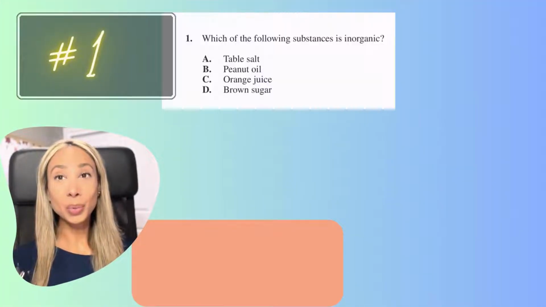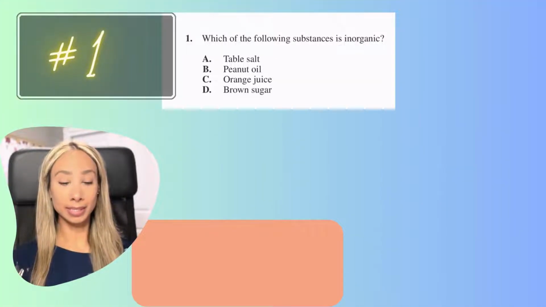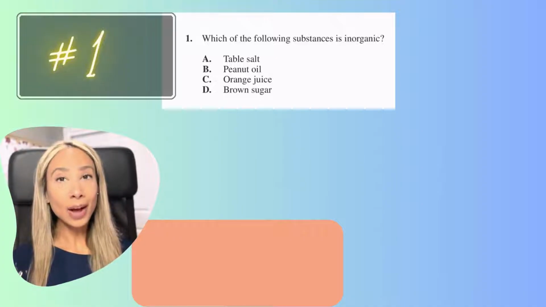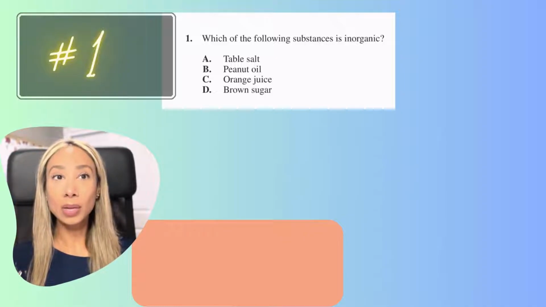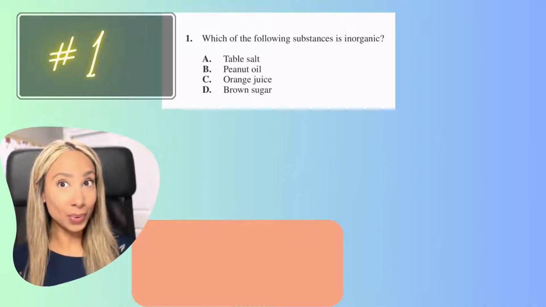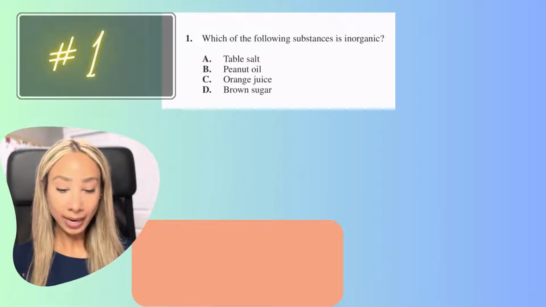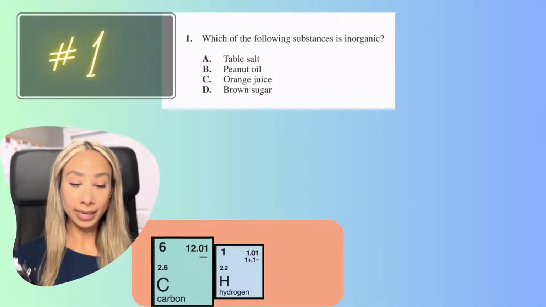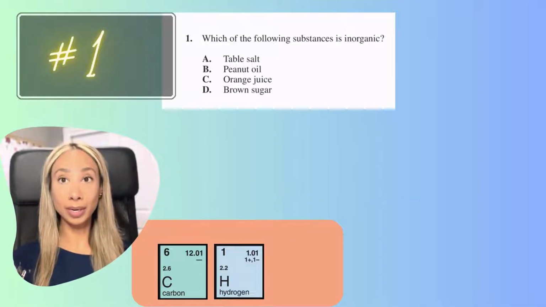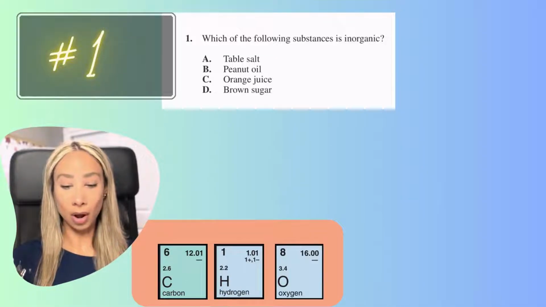Okay, number one here. So we want to know which of the following substances is inorganic. Now, keeping track of that definition can be a little tricky, at least for me anyway. So I like to think about it as what substances are organic first. So organic molecules are going to contain the following. Often, if it's organic, it's going to contain for sure a carbon and a hydrogen, and then sometimes an oxygen.